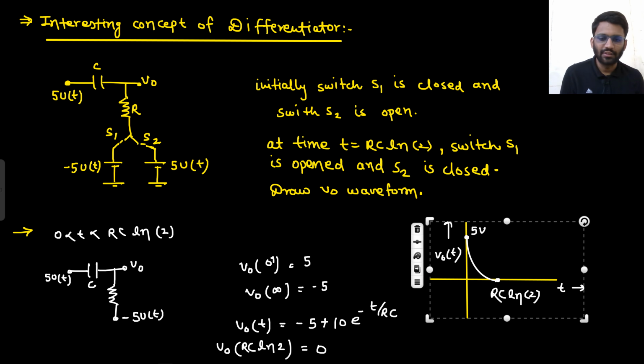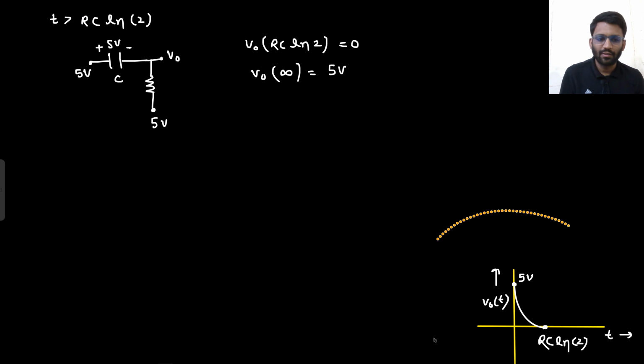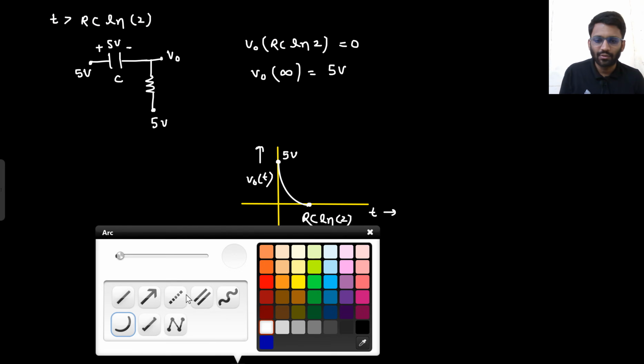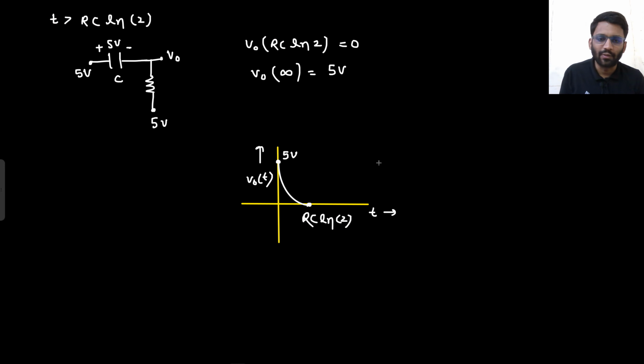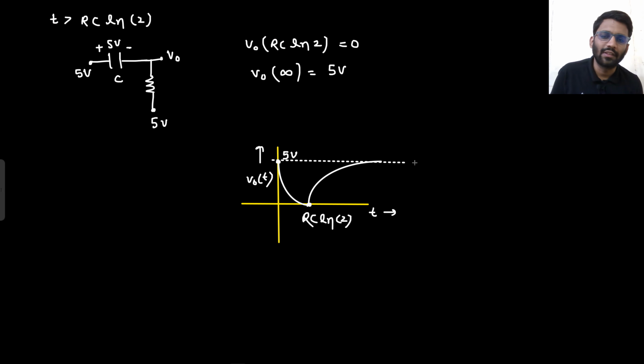So we can proceed with this waveform only. It is at 0 and it is trying to go to 5. So at steady state it will go to 5 volt. That's it. This is the waveform we will get, right? This is the same 5 volt. At steady state it will go to 5 volt. That's it. Well and good. So this is the waveform.